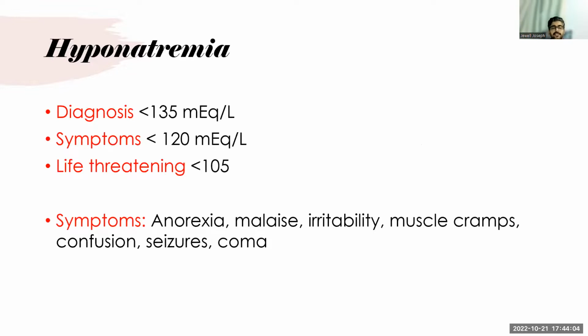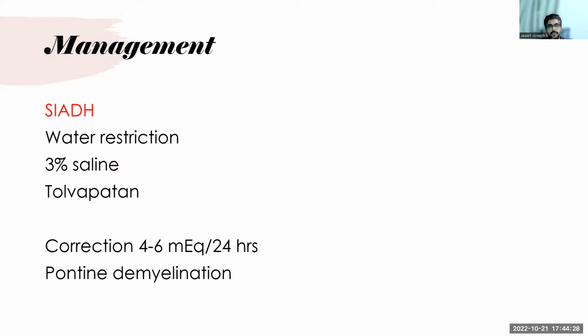So again, diagnosis: hyponatremia less than 135 milliequivalent per liter is the diagnostic criteria. Symptoms usually happen at less than 120 milliequivalent per liter. So that is actually the cutoff at which we start treatment also. If it is above 120, we don't usually treat it aggressively. We just ask the patient to increase the salt intake. Life-threatening is less than 105. Symptoms can be anorexia, malaise, irritability, muscle cramps, all those things.